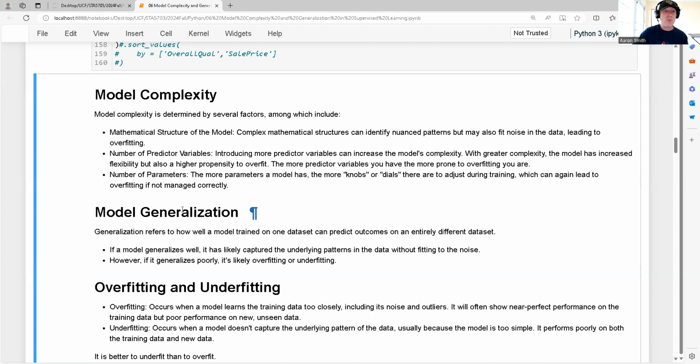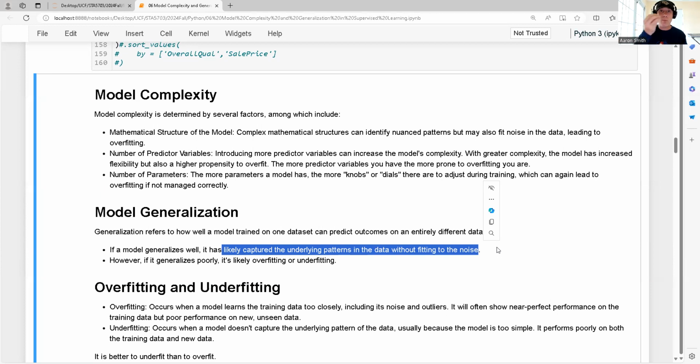Now, model generalization, this is the idea of how well the model that I just trained with my sample data will actually perform on unseen data. If it generalizes well, it likely captures the underlying patterns in the data without picking up the noise that is the difference between my training data and my population. However, if it generalizes poorly, it's likely to overfit.